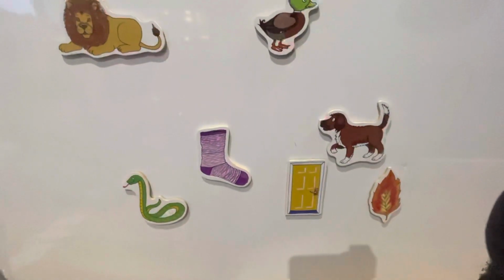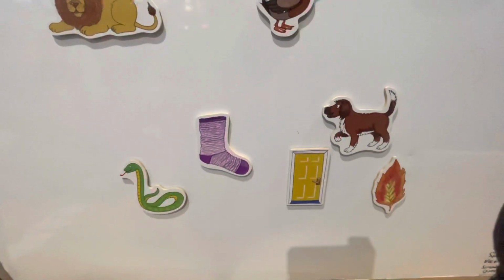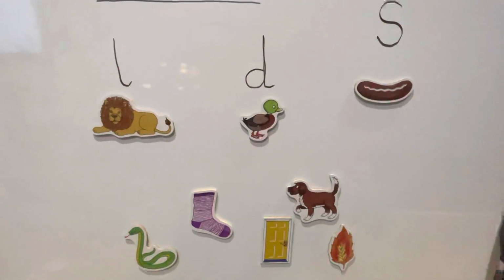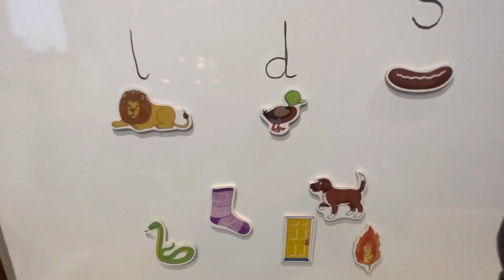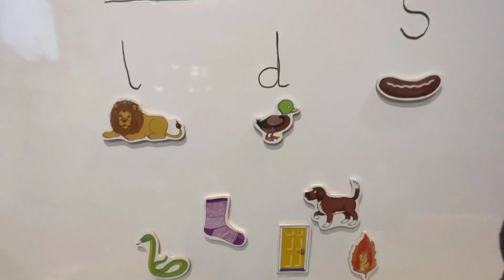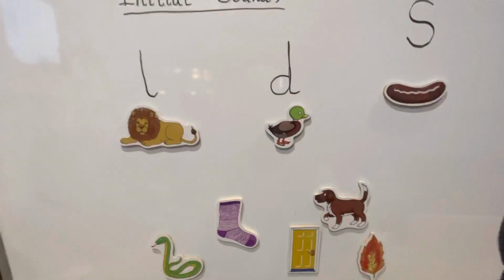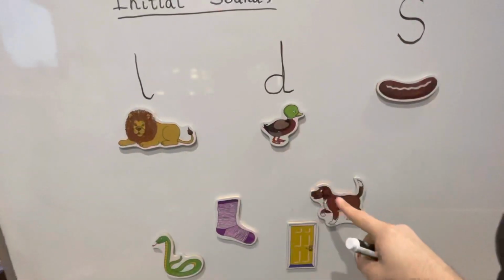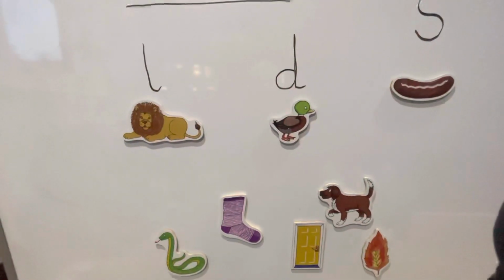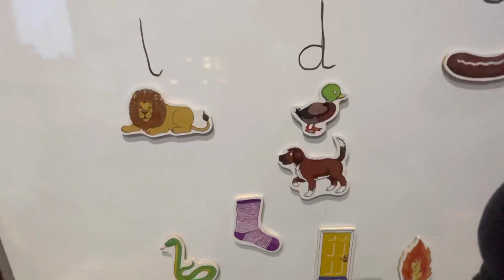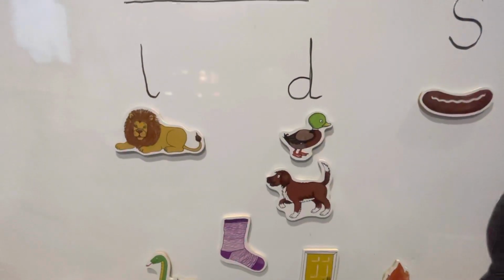What else have we got? Let's go. Dog. Remember anything else that starts with the same as dog? D-og, dog. D-d-d, dog. Which one does dog go under? Does it start with a S? Does dog start with a L? Or does dog start with a D? Which one? That's right. Listen. Dog. Duck. Watch my mouth. Dog. Duck. Very good. Dog and duck start with the same letter.